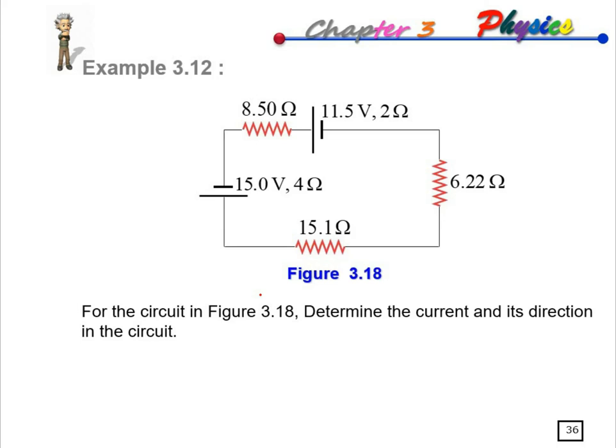Now we will look at an example. Example 3.12 here. From figure 3.18, we have one loop here with resistances 8.50 ohm, 6.22 ohm, and 15.1 ohm connected in series with the EMF or supply of 11.5 volt and then 15.2 volt.